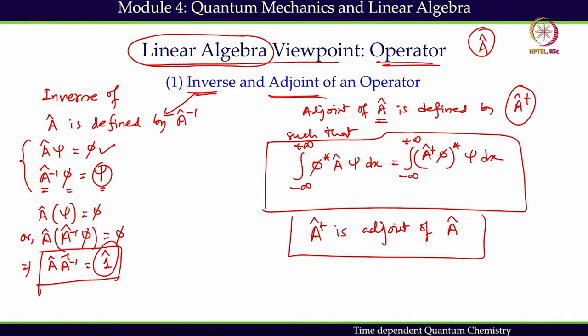So we have to take a few examples to show the adjoint of an operator, and we will take one example. Let us say we find the adjoint of the operator x. If we take the x operator, then what will happen?